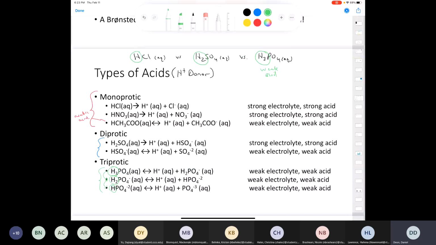Give me a thumbs up if you follow the concept that I'm going over here. Strong and weak electrolytes. If a diprotic or a triprotic acid gives up a first proton, it's going to have a lesser propensity to give up the second and a lesser propensity to give up the third in the case of a triprotic acid. Is anybody with me? Okay, thanks.